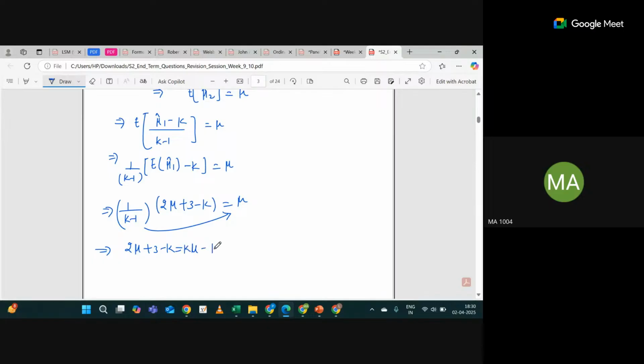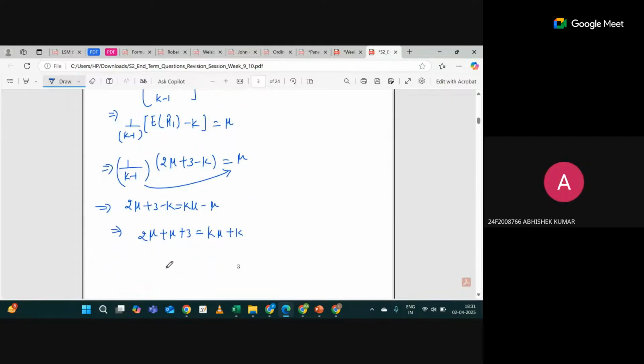If we take k minus 1 to the right side, it will be k mu minus k. Sorry, one second, calculation mistake. So it's k mu minus mu. Now what we will do? We will do 2 mu plus 3 equal to k mu plus k. Is this fine now? Yes, sir.